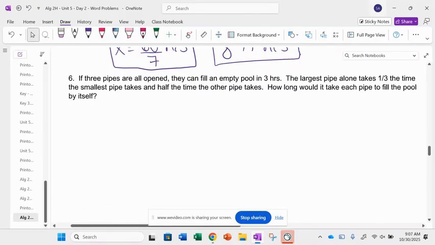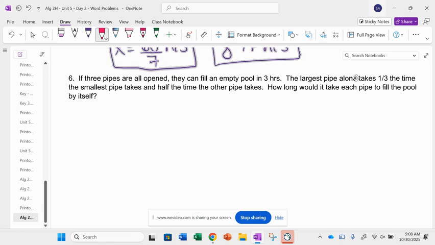All right, next one. If 3 pipes are all open, they can empty a pool in 3 hours. The largest pipe alone takes 1/3 the time the smallest pipe takes, and half the time the other pipes take. How long would it take each pipe to fill the pool by itself? I don't want to deal with fractions, or any additional fractions if I don't have to.